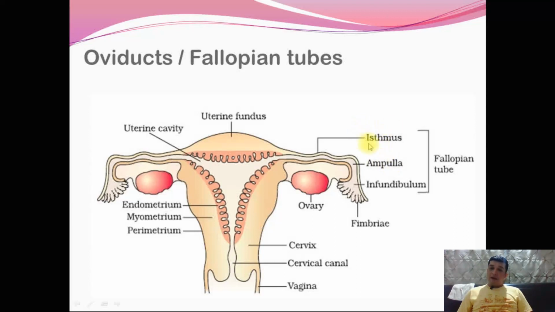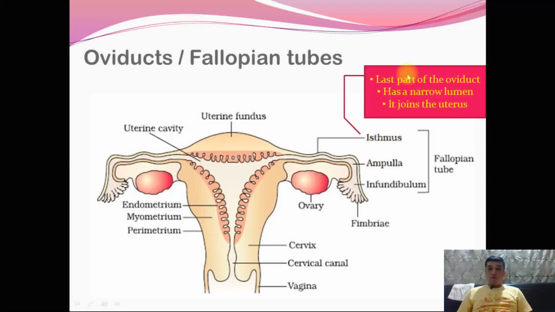Moving towards the third part, that is the isthmus, right. The s is silent, it is not pronounced isthmus, it is called the isthmus. So the isthmus is a narrow part, and the last part of the oviduct, and then ultimately it joins with the uterus, okay. So this is the uterus, a single uterus that is present in humans, and why this part is called the isthmus is also interesting, because it is a narrow part connecting the uterus.